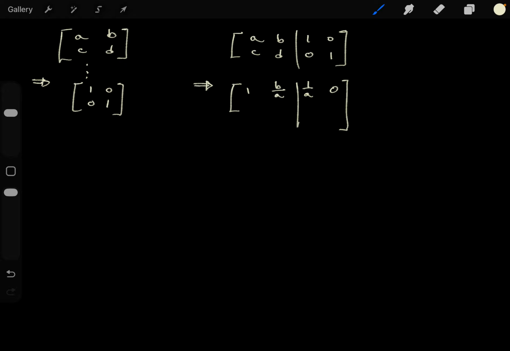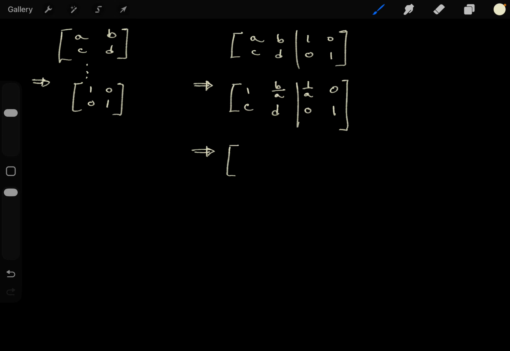Then, since I want this to be a 1, now I want the C to be a 0, so let's leave this the same. So what I'm going to do is multiply this by negative C and then add it to the second row. So when I multiply by negative C, this becomes negative C.